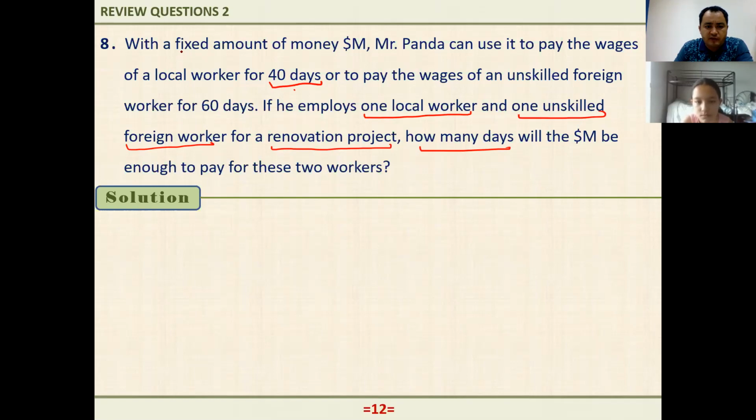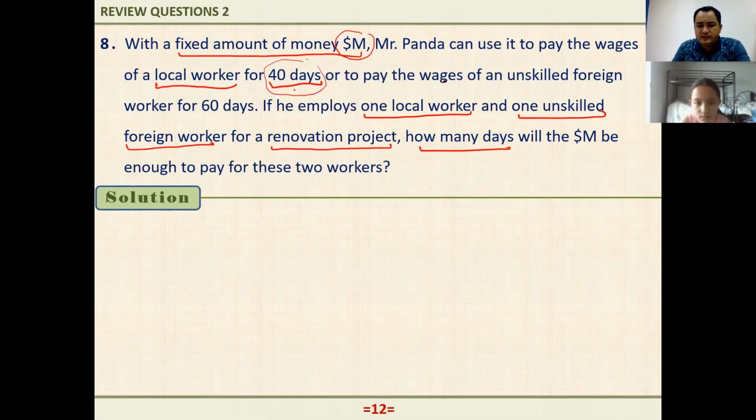Here it says that with a fixed amount of money, this amount of money is not changing, because you made a plan. Let's say you're going to get your house painted, all right? So you say, okay, I'm going to spend $500. I'm not going to spend more than that or less than this, right? Now you look for the workers, and you just go outside. One local worker comes and says, okay, I can do the job for $M. And how long does it take? It takes him 40 days to complete this job, all right?